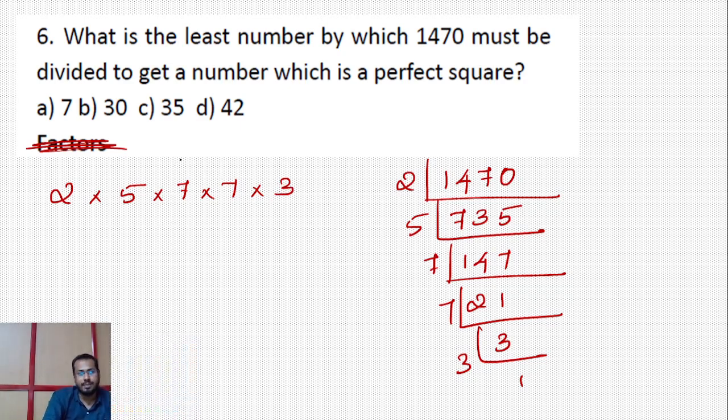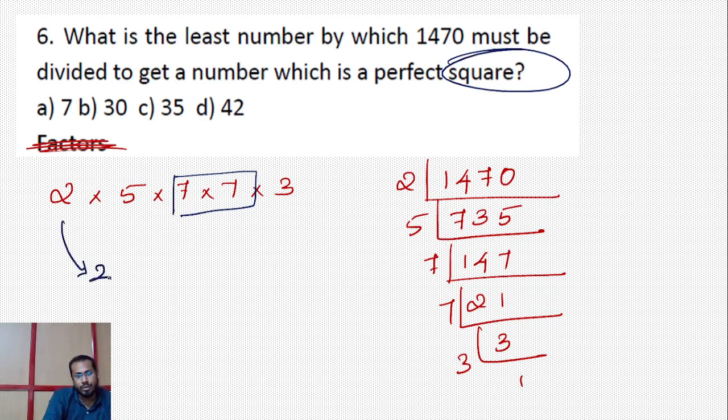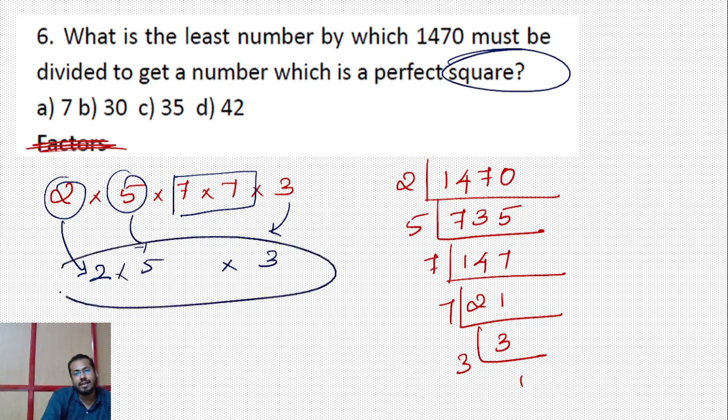In this concept, 7 is a pair. The remaining numbers do not have a pair. So if I want to make it a perfect square, I need one more 2 to make this 2 a perfect square, and I need one more 5 to make this 5 a perfect square, and I need one more 3. So just multiply these numbers. That's your answer. 5 times 2 is 10, 10 times 3 is 30. Option B, 30 is the right answer.